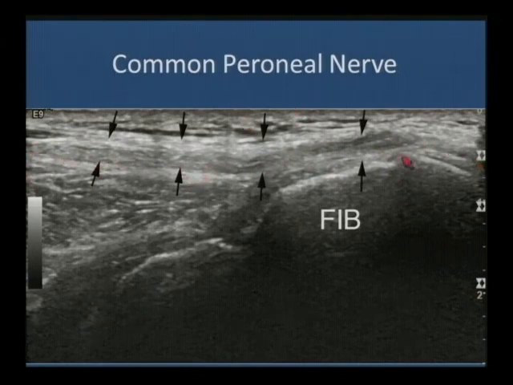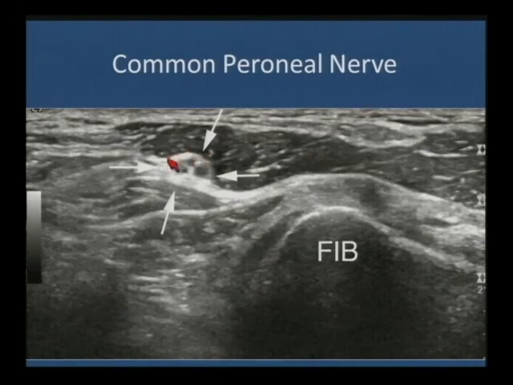This is a longitudinal image. Here it is here, this cord-like common peroneal nerve. And then here it is in transverse. And we can see these little fascicles, which tells us that we're looking at the nerve, and it runs behind the biceps.